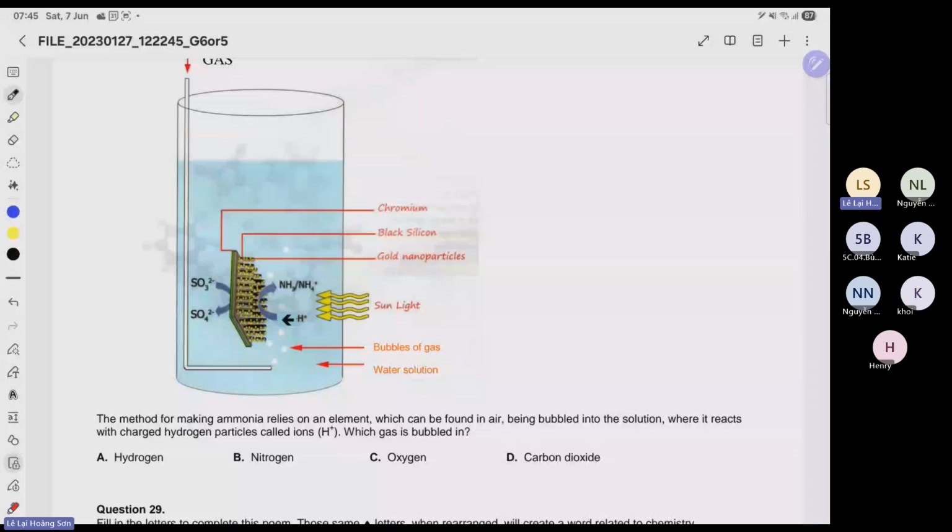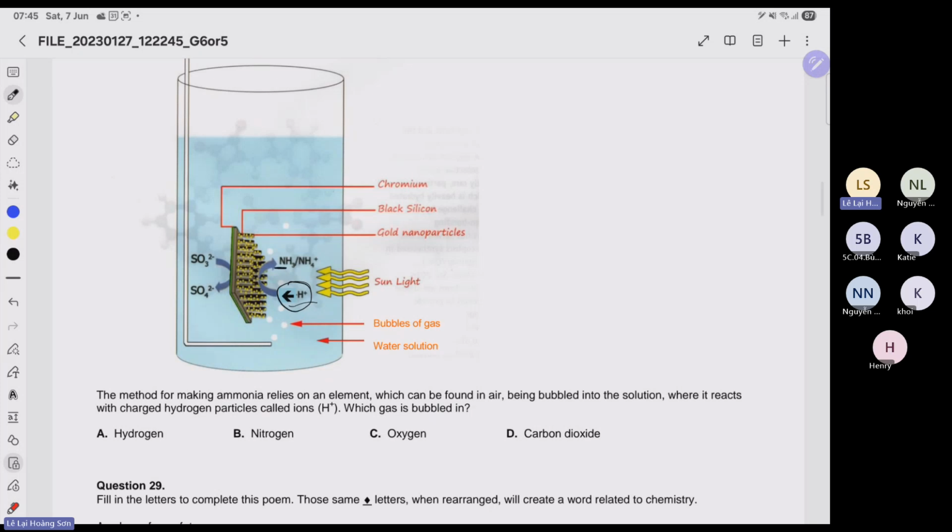Well, take a look. You need to have a gas that, together with hydrogen, will give you ammonia. So you have to ask yourself, where does nitrogen come from? In the solution, we have sulfate. We have many other things. We probably have water, which is H2O, but we don't have nitrogen. So that nitrogen must come from something else, and it comes from the gas that you bubble in, right?